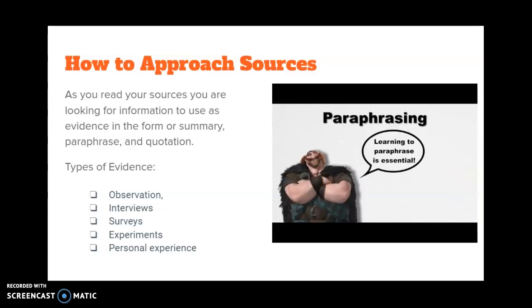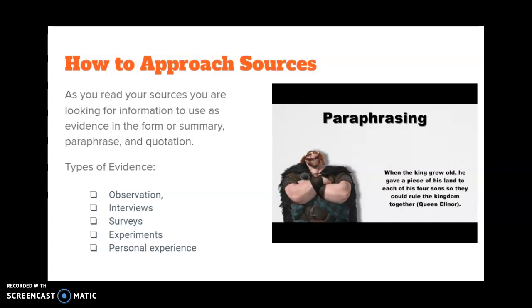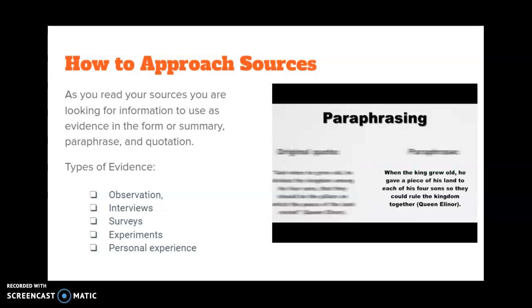Now let's move on to paraphrasing. If we were to paraphrase this passage, we'd say something like, "When the king grew old, he gave a piece of his land to each of his 4 sons so they could rule the kingdom together." And once again, we're going to put Queen Eleanor's name at the end to show that we are taking from her words. So in this sentence, we're focusing on the part of the passage that talks about the king dividing up the kingdom, and we're explaining it in our own words.